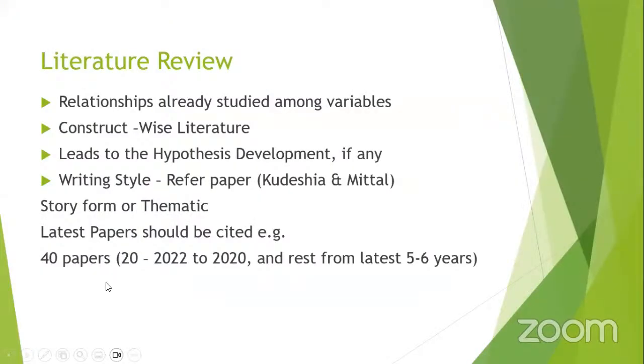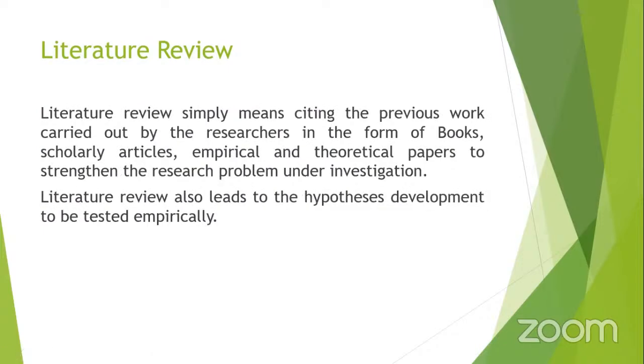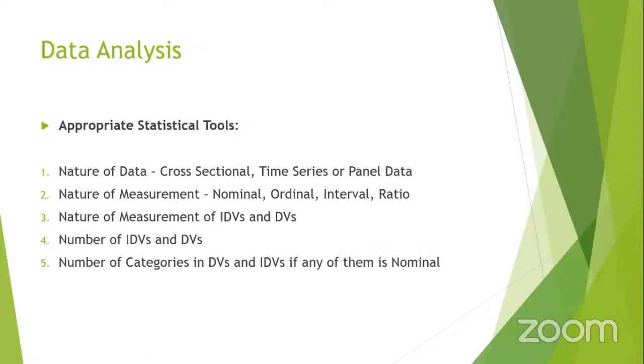I have written about 40 papers. In the references of a research paper, if you are writing in 2022, 50% of your papers should be from the latest years, 2022 to 2020, and the rest should be from 5-6 years or 7-8 years back, not later than that. Literature review simply means citing the previous work. That is fine. We have already done it.